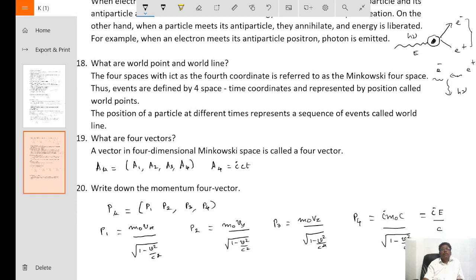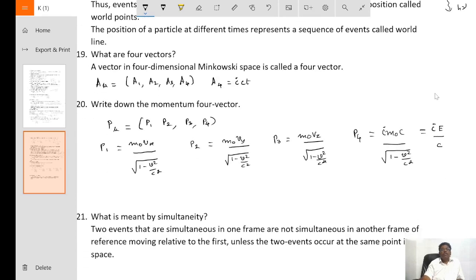What are world point and world line? The four space with ict as the fourth coordinate is referred to as Minkowski's four space. The events are defined by four space time coordinates and represented by positions called world points. The position of a particle at different times represents a sequence of events called a world line.